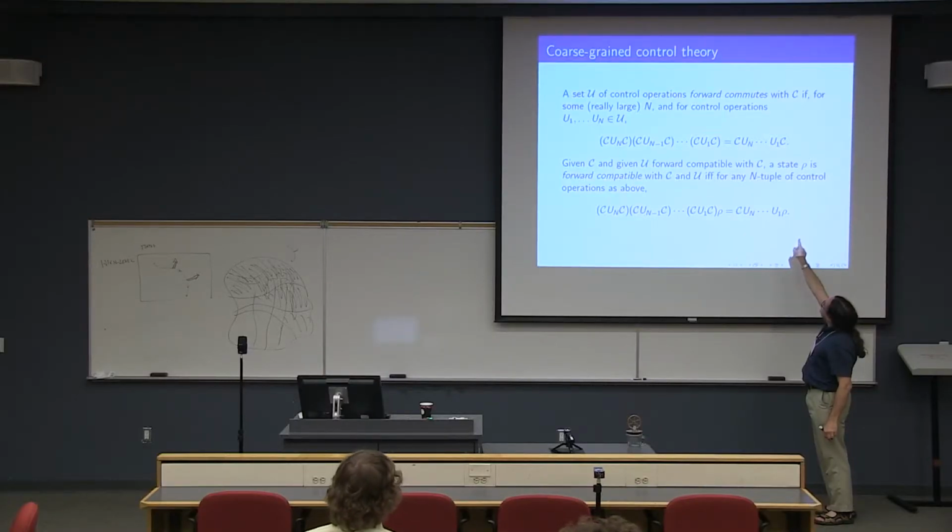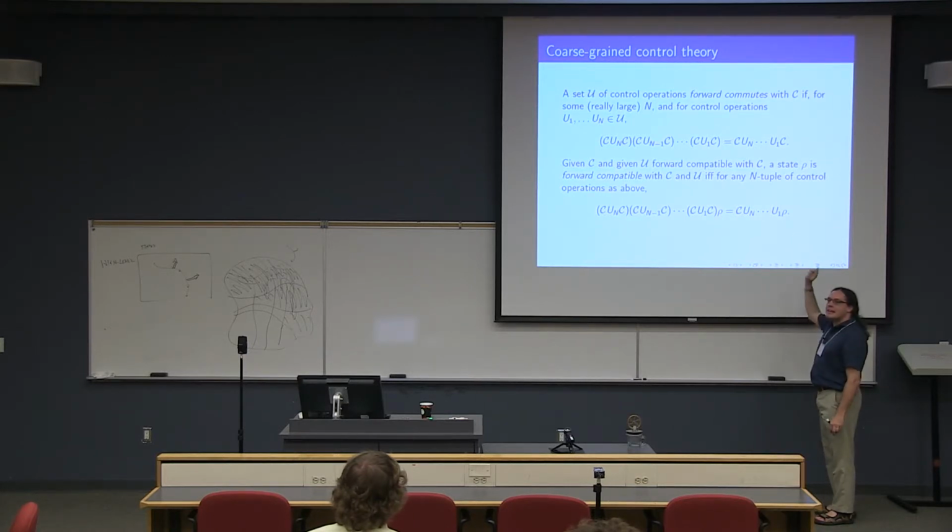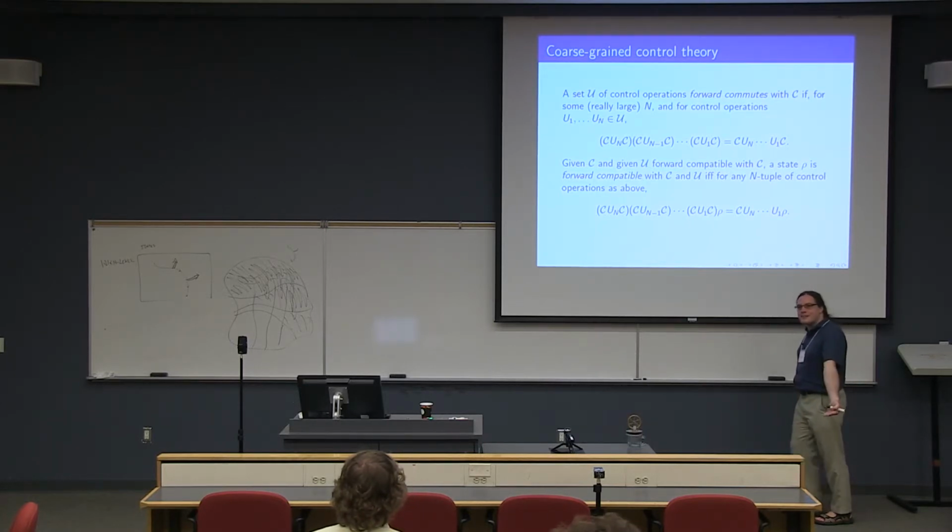If you look at it, if there was a C in front of it, then it would just follow from the equation above. And conversely, if rho equals C rho, then again it would follow from the equation above. So states satisfying rho equals C rho are automatically forward compatible.